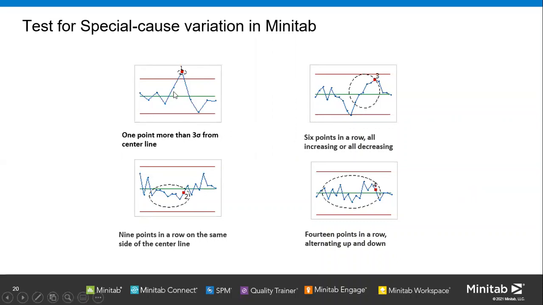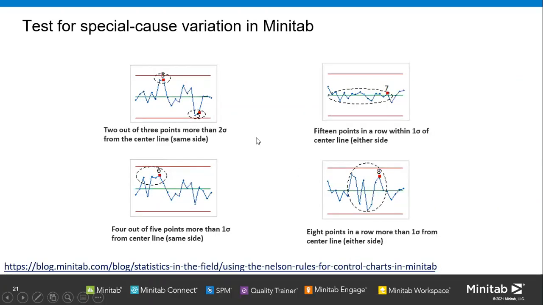The first one is a point outside the 3 sigma limits. After that, we look at patterns in the samples inside the process itself. For example, 6 points in a row, all increasing or decreasing. Then 9 points in a row on the same side of the center line. Then 14 points in a row, alternating up and down. You can go through these one by one, and I will show after this how to get them.